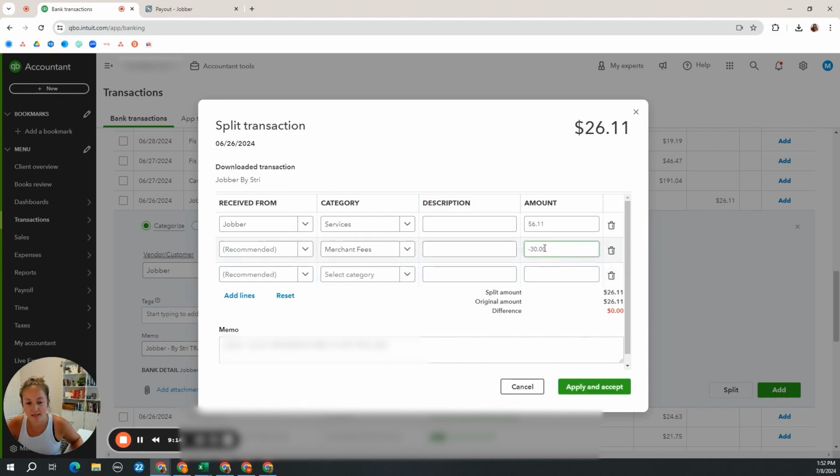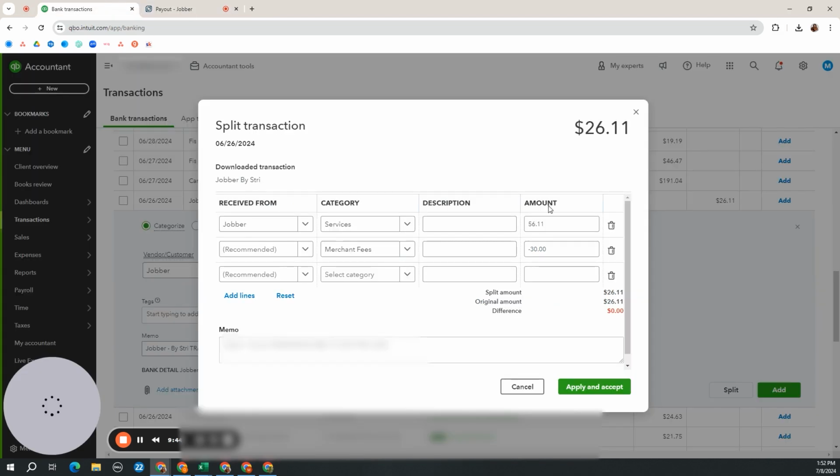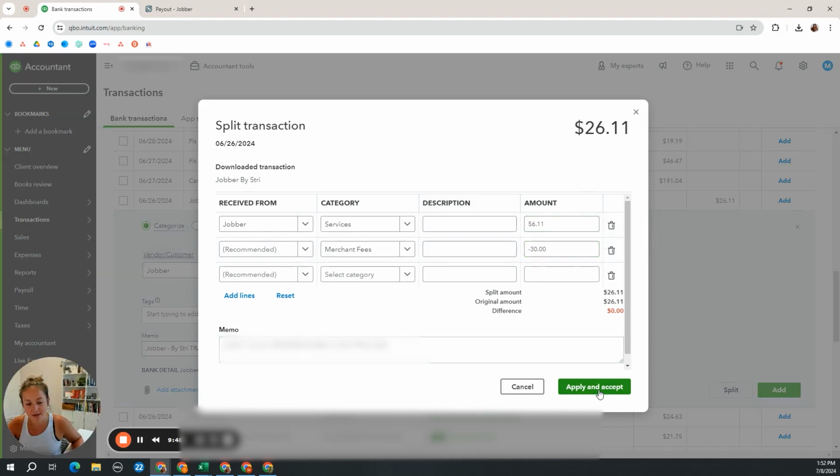And the reason that I know this is right is because we have this $30 fee taken out here, but then we also had that additional separate line item fee taken out in a previous payout for Jobber. With that, we have in our gross total, so we brought in the full income amount. We have all of the fees taken out, so we have this fee plus the additional line item fee that I took out the step before this one. And we are still receiving a deposit of $26.11. So with that, our difference matches and I can apply and accept, and that will be it.